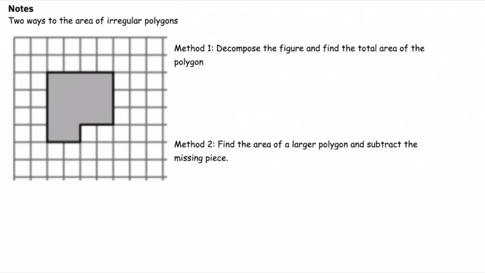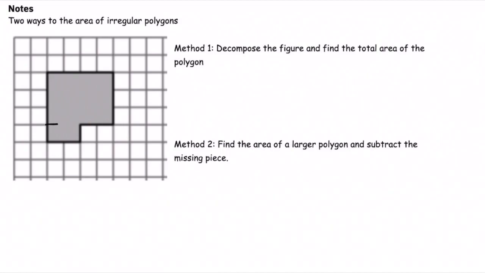I love finding area of irregular polygons. We're going to look at two possible strategies today: decomposing and finding the missing piece from a bigger quadrilateral. So let's start with this first one. I'm going to try decomposing, and what that means is I'm going to try and cut it into a few pieces that are just regular quadrilaterals or triangles, because I know how to find area of quadrilaterals or triangles.